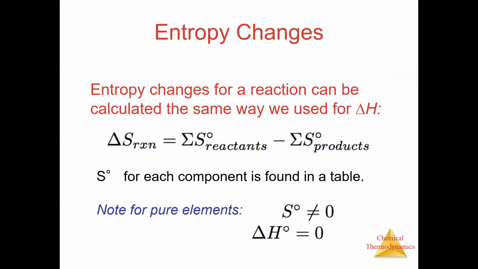Entropy changes for a reaction can be calculated the same way we used for calculating change in enthalpy. So change in entropy is equal to the summation of the standard entropy of the products minus the summation of the standard entropy of the reactants.